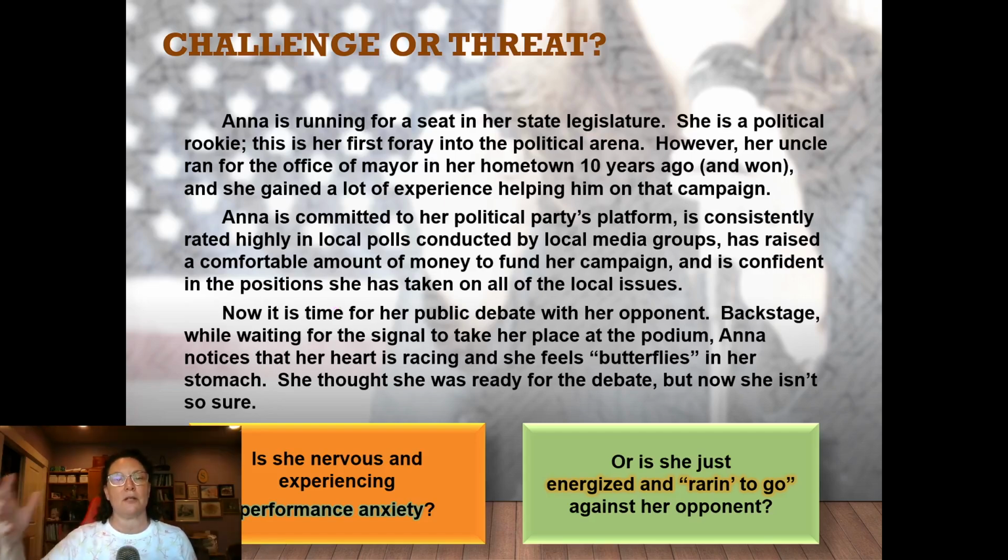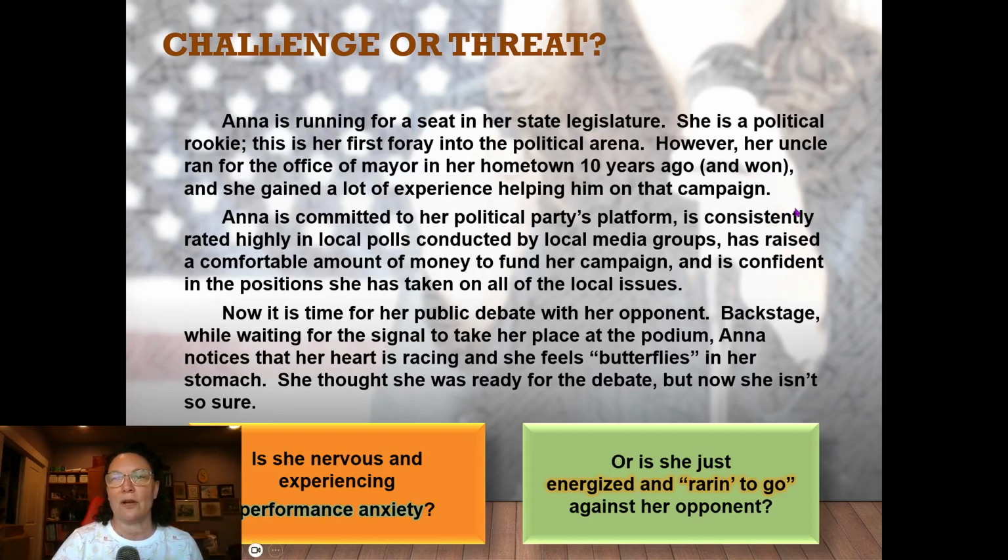If you try putting yourself in Anna's position, maybe empathize with Anna's circumstances, and think about it. If you were experiencing this, would you label it performance anxiety or would you label it excitement, you're energized and raring to go? The way that you choose to label this will help to determine whether it's a stressful event that is so stressful that you're distracted and you may not be able to perform at your highest level, or if the stress of the situation actually just energizes you and makes you perform even better.